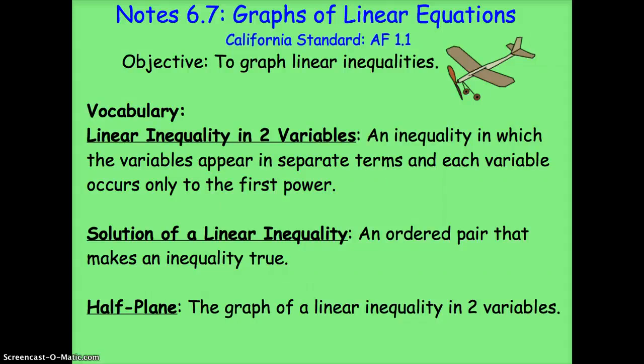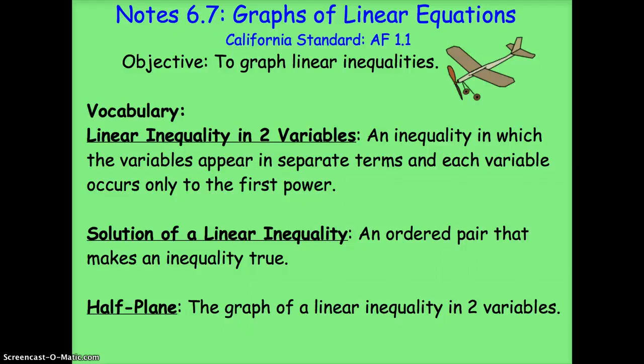Linear inequality in 2 variables: an inequality in which the variables appear in separate terms and each variable occurs only to the first power. That one's going to be a little confusing right now, but I will be going over that. Solution of a linear inequality: an ordered pair that makes an inequality true.